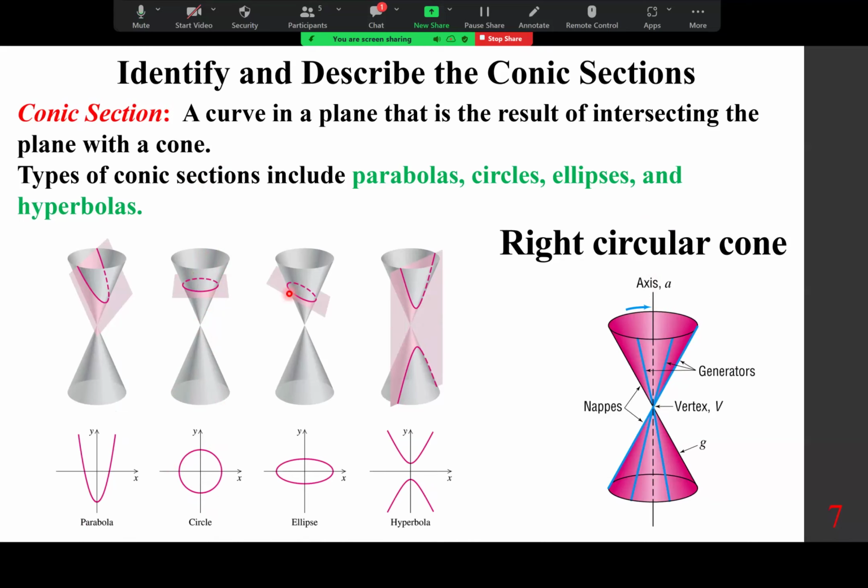If it's tilted, it creates an ellipse. If it's tilted and it goes through one opening, it gives us a parabola. And if it's parallel to the axis, it creates a hyperbola. That's how they are created.